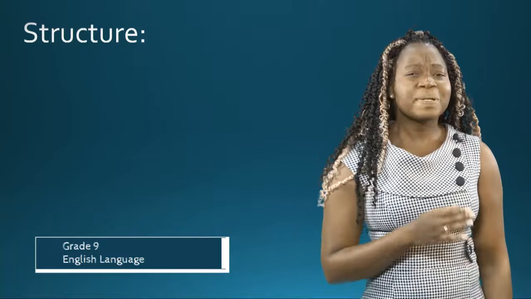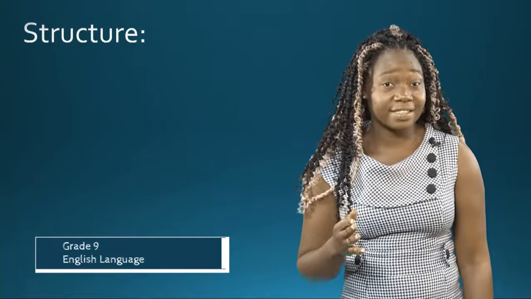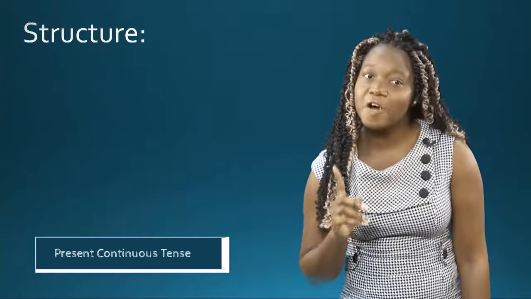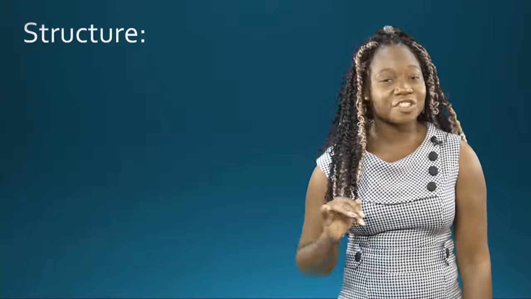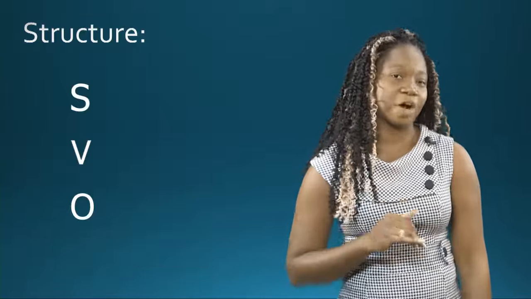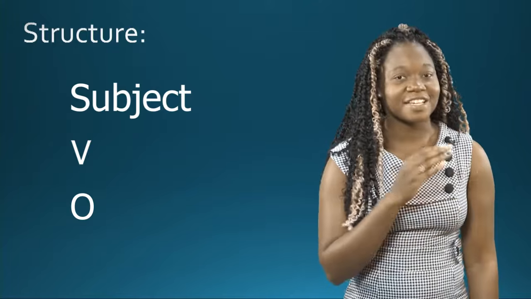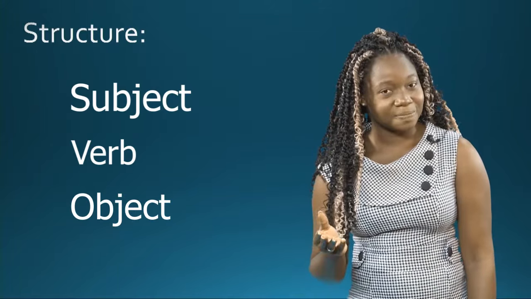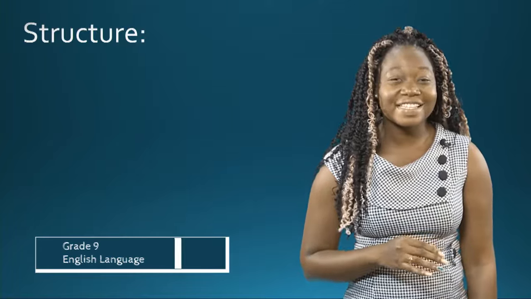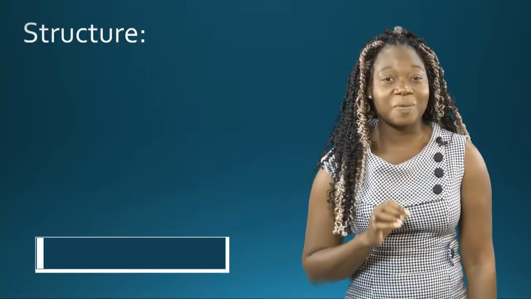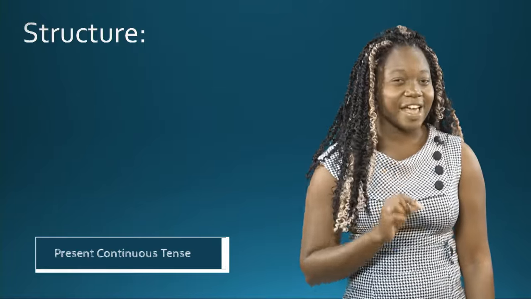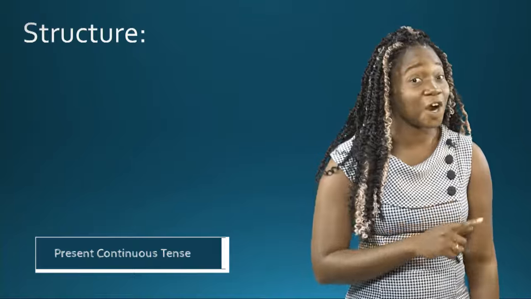Structure. There's a particular pattern that we write in English. We structure our words in a particular format in English. Generally, our sentences are structured in the SVO format, which is subject, verb, object. Now, when it comes to present continuous tense, it's kind of like the same thing, only that we have to be more specific and we have to be conscious of the form of tense we're using when writing.